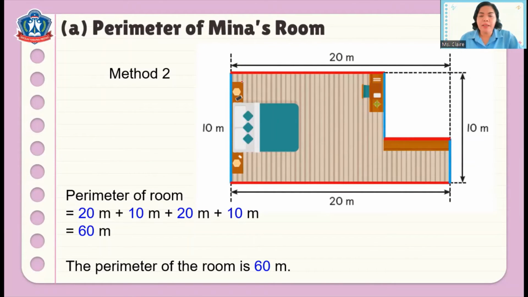So we just simply complete the rectangle into a full rectangle, and we just add, there are two lengths, right? 20 plus 20 and 10 plus 10. So our answer is still the same, 60 meters. So P5, it's up to you which method you will use to find the perimeter of a compound shape.